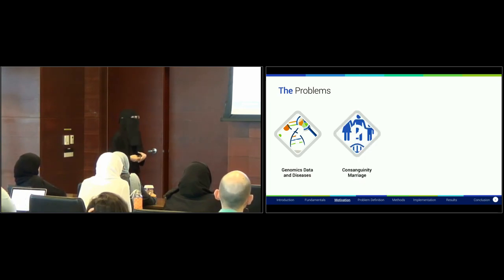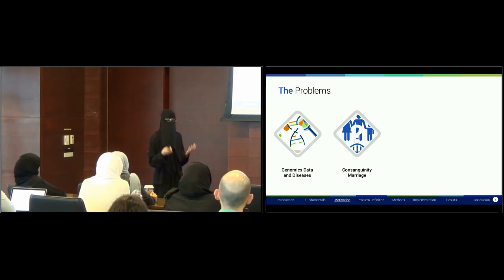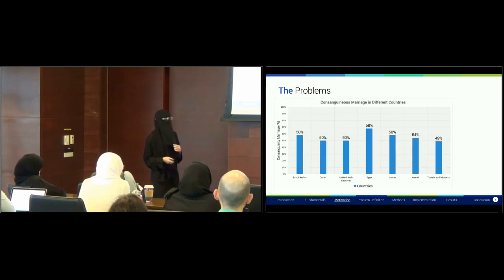Second, consanguineous marriage is very common in some regions, due to social factors, including religion and ethnicity. And recent studies show that the prevalence of consanguineous marriage varies from 40% to 68% in Middle East countries.